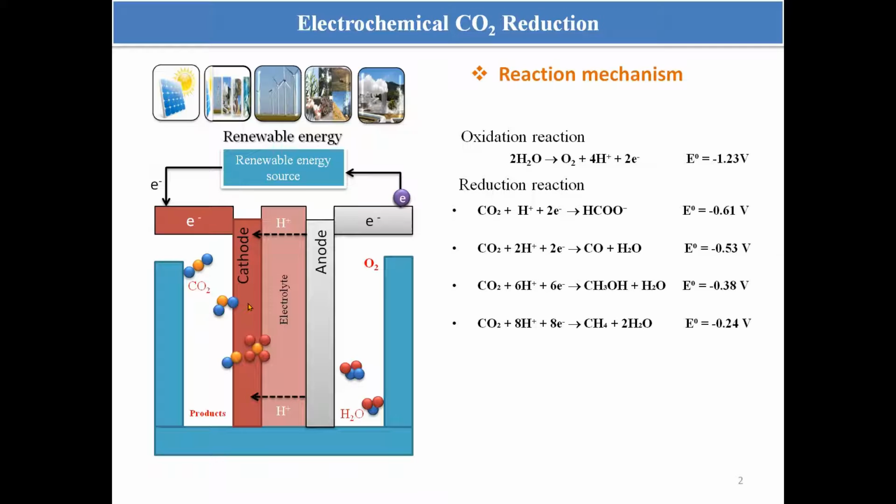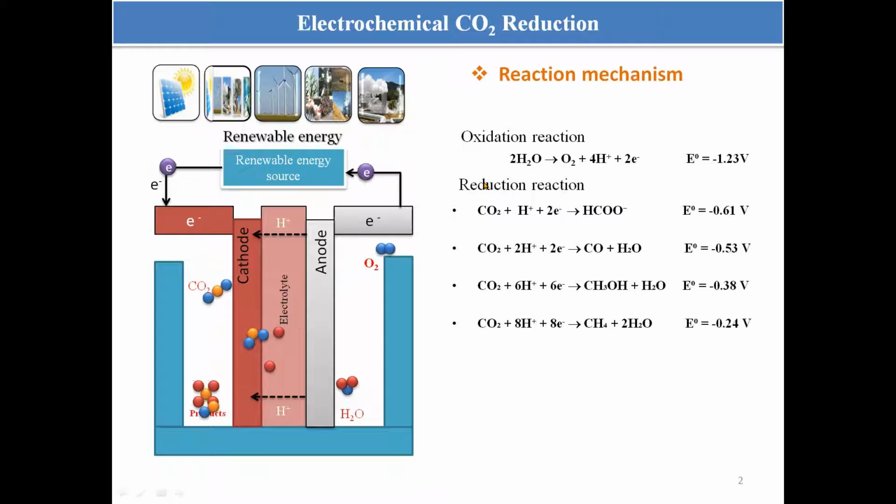So how the reaction takes place, let's discuss. See, at the anode, the water molecule is breaking down into oxygen, protons and electrons. Electrons are going through the outer circuit to the cathode side, and oxygen is going out, and protons are passing through the electrolyte. So at the cathode surface, CO2 is reacting with these protons and electrons and gives different types of products. This is the reaction mechanism.